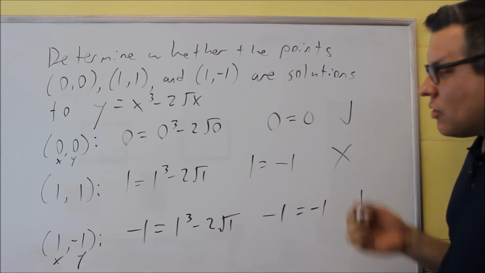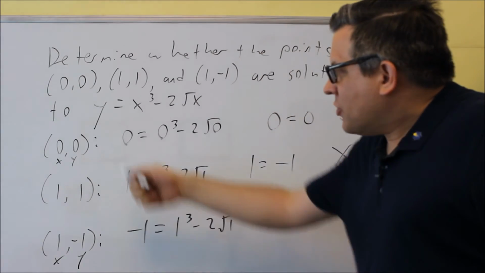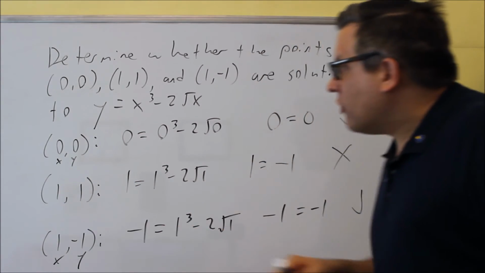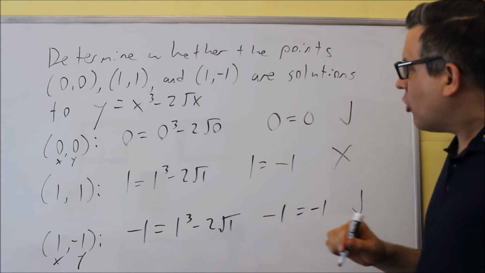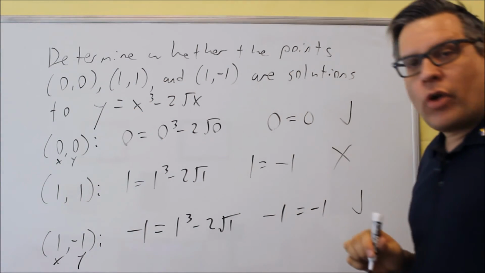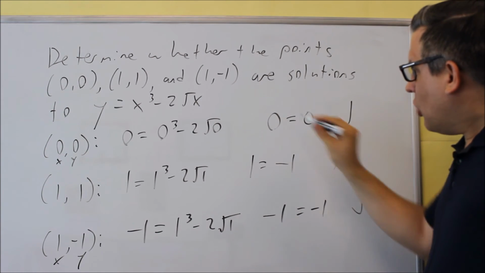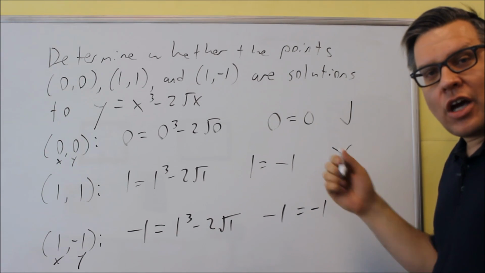That works, which means that 0, 0 and 1, negative 1, those would be the 2 points that are solutions to this equation, because when we put those in, we got the same number on both sides and got a true statement.